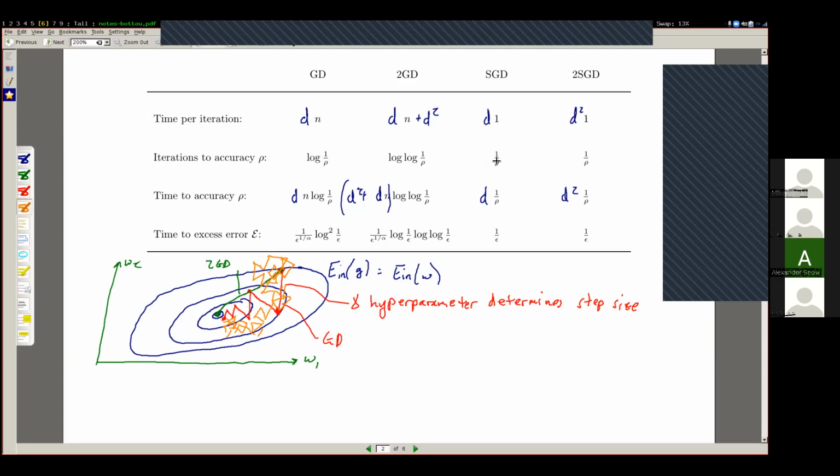The fact that we're using only a single data point at a time, like this very random approximation of the true gradient at each step, means that our convergence rate in terms of the number of iterations is really slow: 1 over rho instead of the log of 1 over rho. Log is much, much, much faster than 1 over rho. But the advantage here is that the time per iteration has no dependence on the number of data points and only depends on the dimensionality. So this orange one here is SGD.